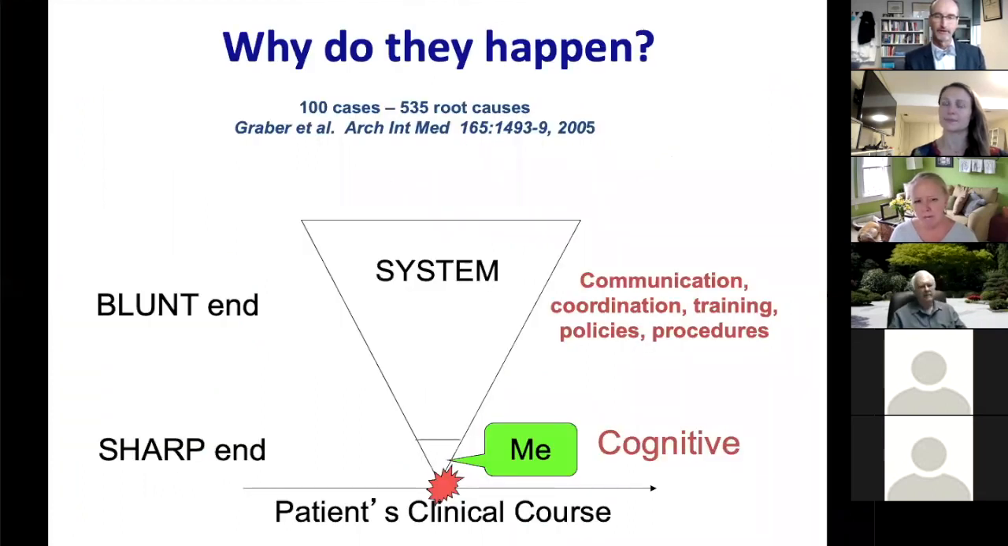And this is just kind of focusing on this triangle. There are a lot of these system factors that influence our care at the so-called blunt end of the system. And then at the sharp end is me, a clinician seeing a patient. At that sharp end, in addition to the system things bearing on them, there are these cognitive issues about making a diagnosis, about how our clinicians think and make decisions. Next slide.